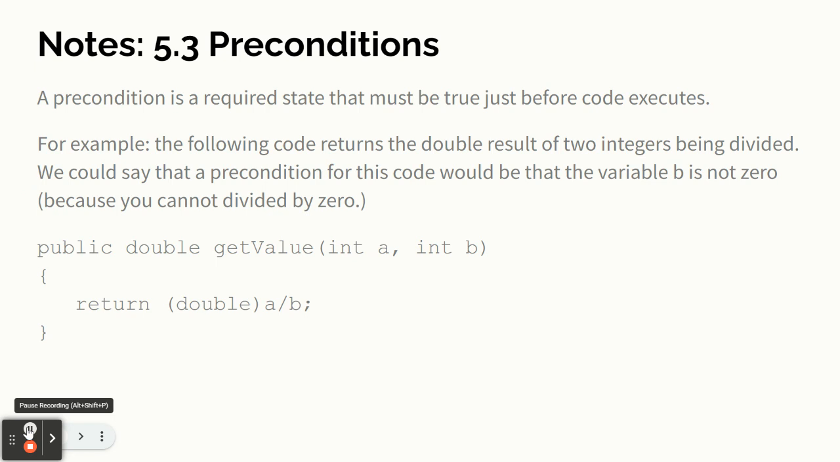A precondition is a required state that must be true before code executes. For example, this code returns the double result of two integers being divided. We could say that a precondition for this code would be that the b variable is not 0, because you can't divide by 0. That's an example of a precondition. And that term just shouldn't freak you out. The word pre means before, and condition means something that has to be true.